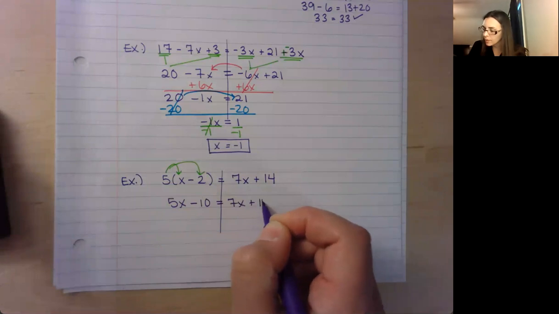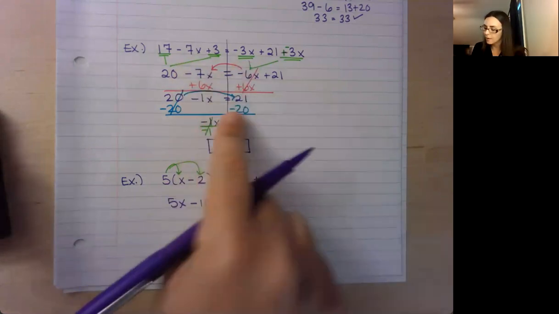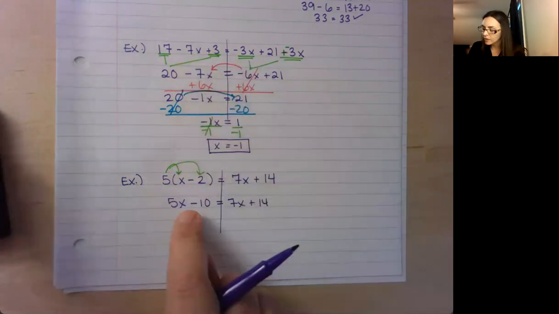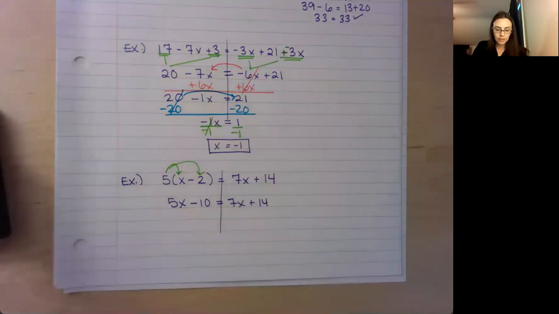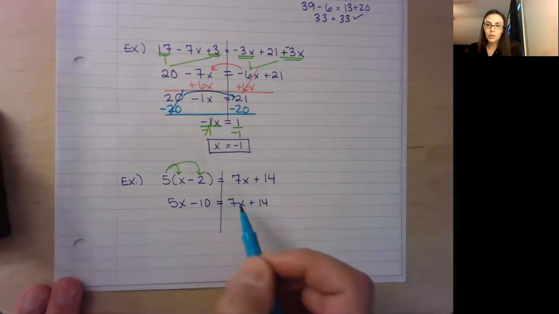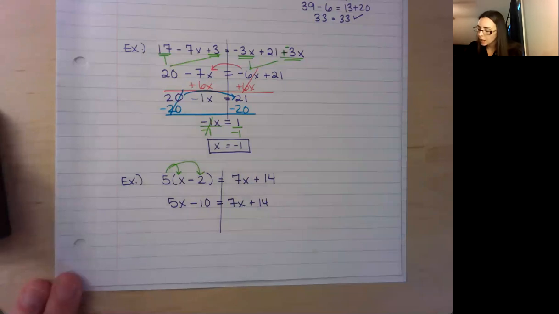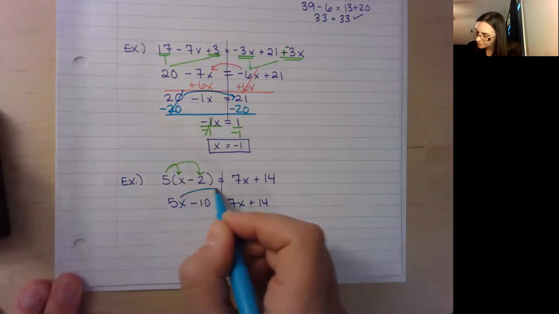Just leaving a little bit more room this time because this one started getting a little bit cramped up here. Now I have to start rearranging. So I'm going to move my x's to one side. I think this time I'll mix it up. I'm going to bring my x's to the right this time. So if I have x's and numbers on both sides, you get to choose whichever way you want it to go. So I'm going to bring my x's on the right.